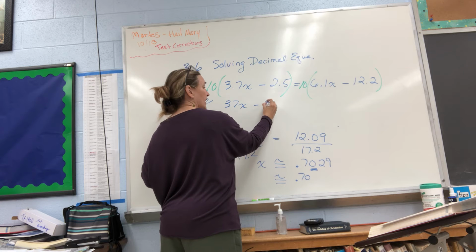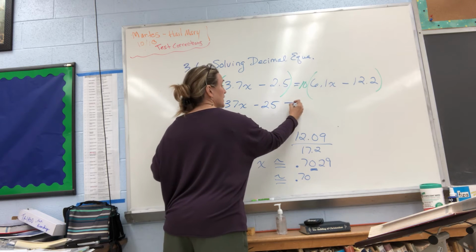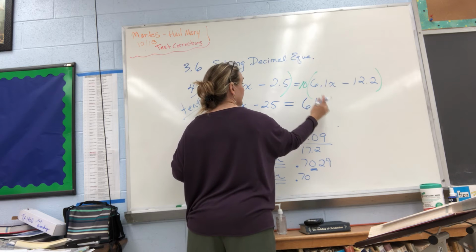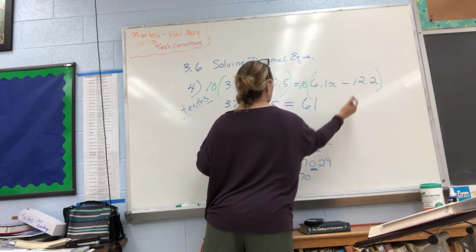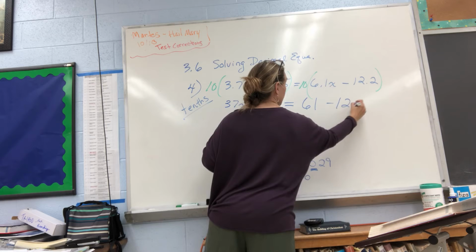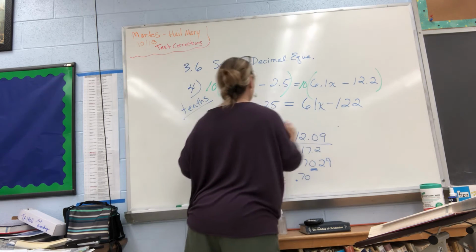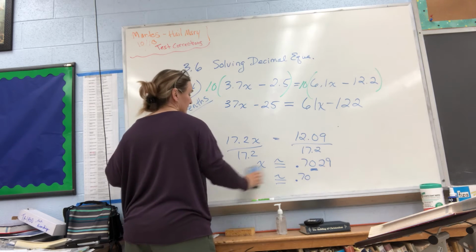25. Minus the 25 equals 10 times this is 61. And 10 times this is? 122. Yep, negative 122. 61x. Yes, absolutely. Don't drop that x.